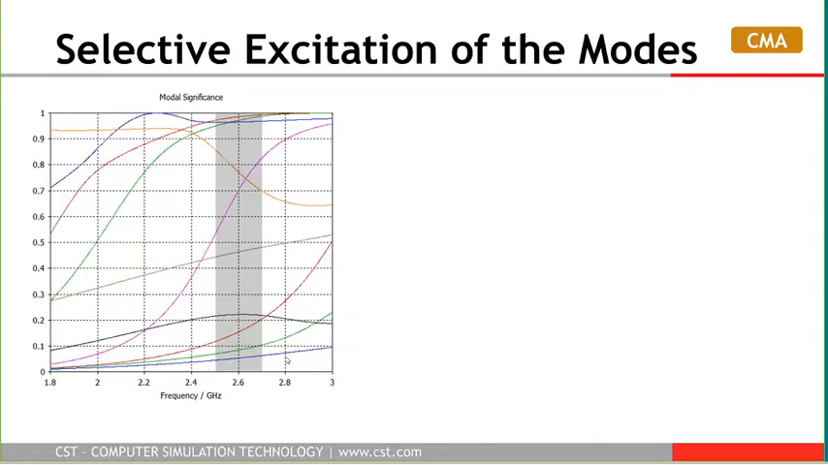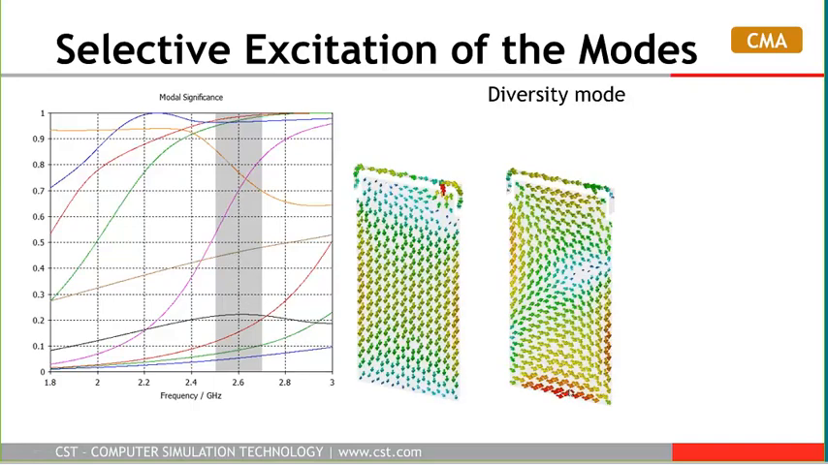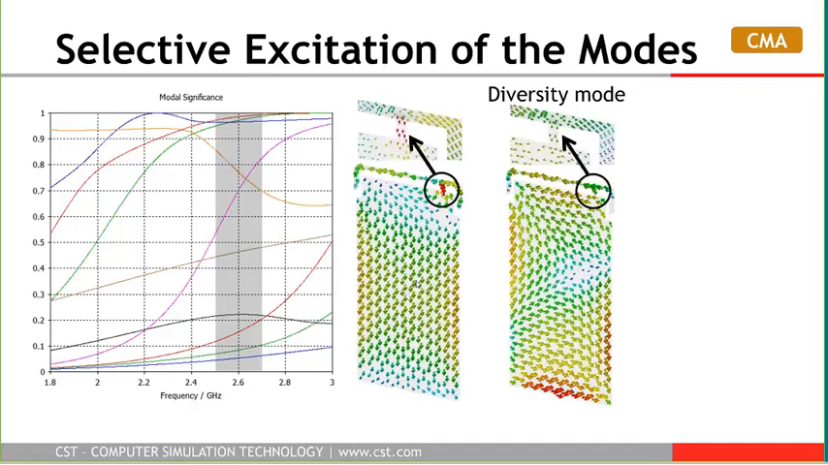So if we calculate the modes of this common ground, we see that there are 10 modes which have some significance in this frequency range. From these 10 modes, or maybe you can check just the most significant modes, you can identify the diversity mode, and you can also identify the mode coupled to the main antenna. I will tell you how you can identify which one is which one.